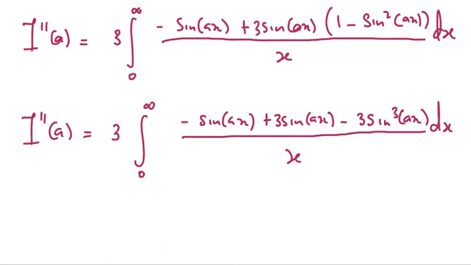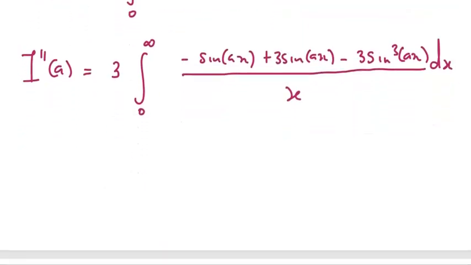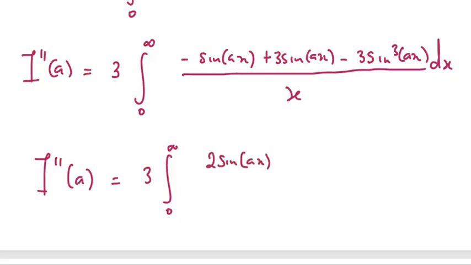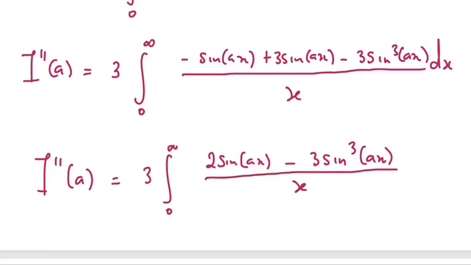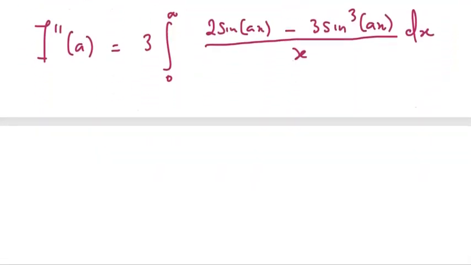So we cannot proceed. Now simplifying the numerator properly, we have I prime prime of a equal to 3 integral from 0 to infinity. So negative sine of ax plus 3 sine of ax is giving us 2 sine of ax. Then minus 3 sine of ax cubed, and then divided by x, and here we have our dx. So I just hope I'm not gonna make any other mistake, because I hate mistakes, right? But it helps us to improve, right?